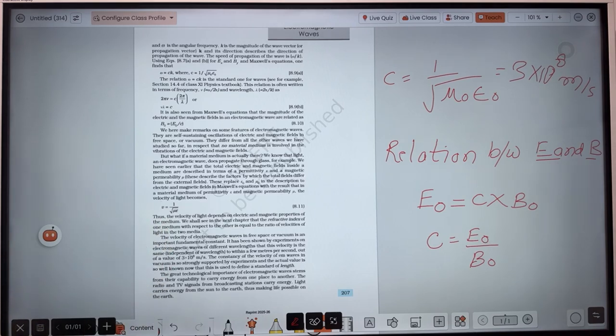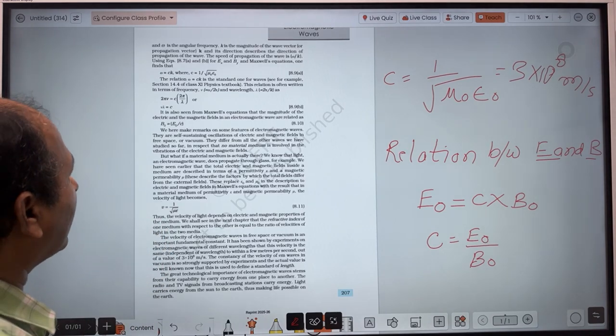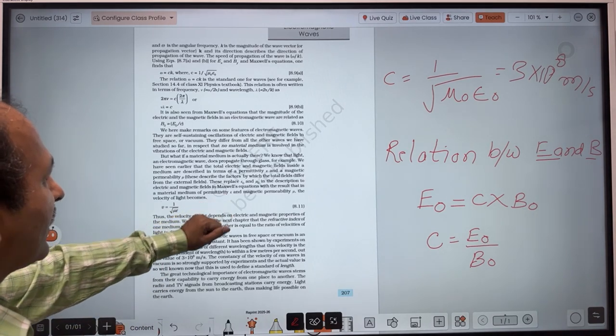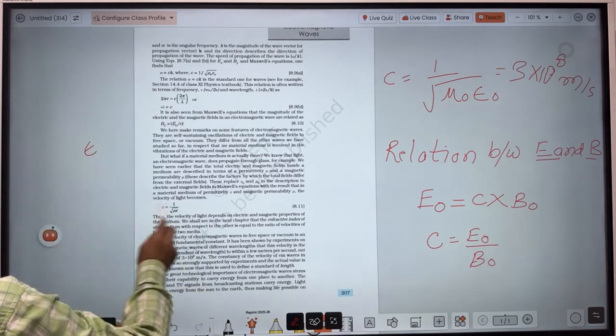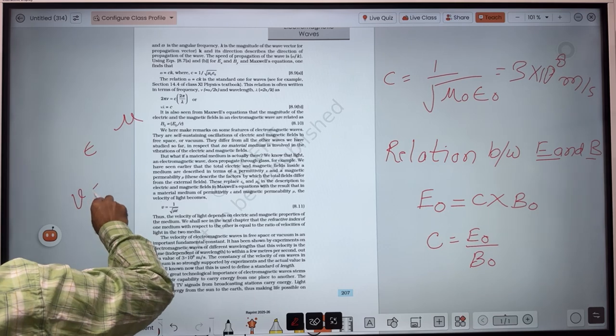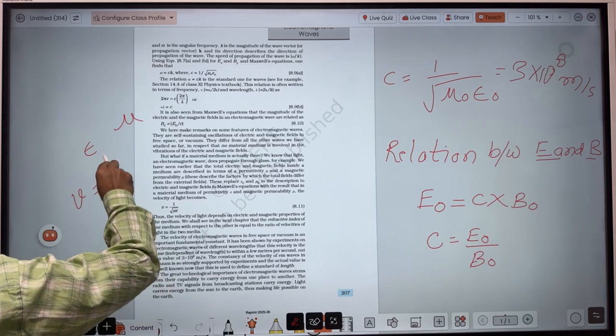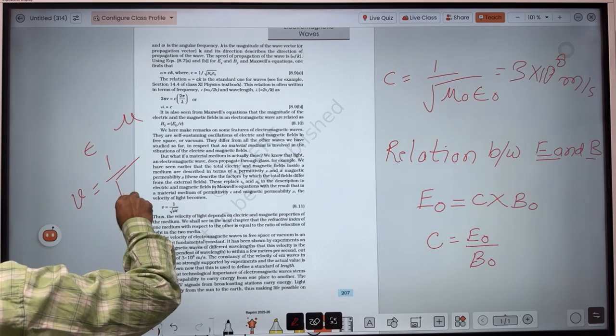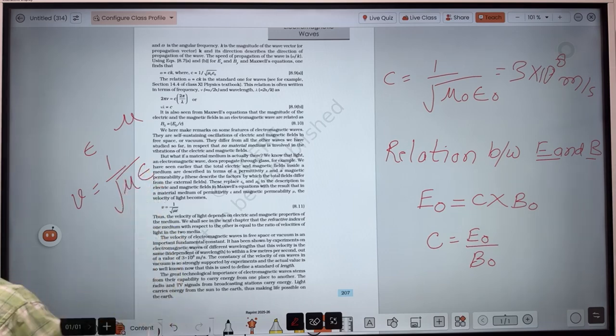And if relative permittivity epsilon and magnetic permeability mu are given, in that case we are talking about the speed in a medium, so this will become mu and epsilon, right?